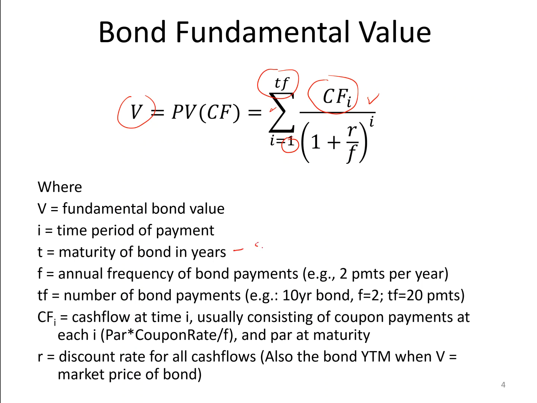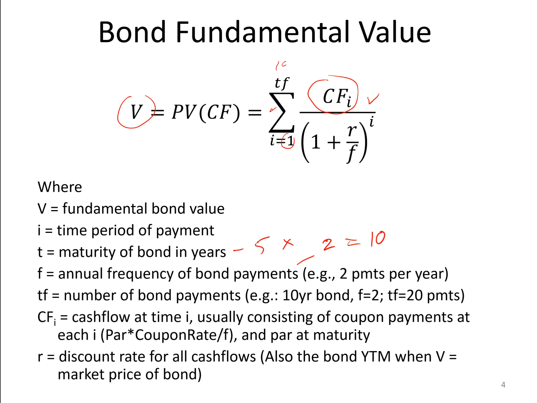So say we have a 5-year bond that makes two payments per year. F is our frequency of payments per year, and T is the maturity of the bond. If you take 5 times 2, this 5-year bond that makes 2 payments per year will make 10 payments. So back to our formula, we're going to count the cash flows from 1 to 10 for that 5-year bond that makes 2 payments per year.